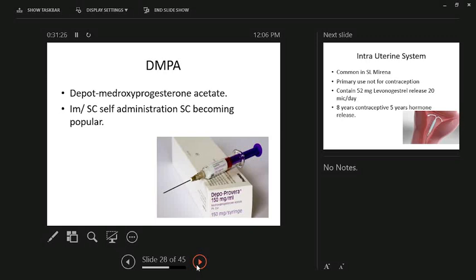And the other one is DMPA. It's a medicine which is widely used in Sri Lanka, and it's a very old medicine. In the 1970s and 80s it was one of the most popular kinds of contraception, and we call it depot medroxyprogesterone acetate. At the same time, this IM preparation has lots of side effects. It takes ages to clear from the body.